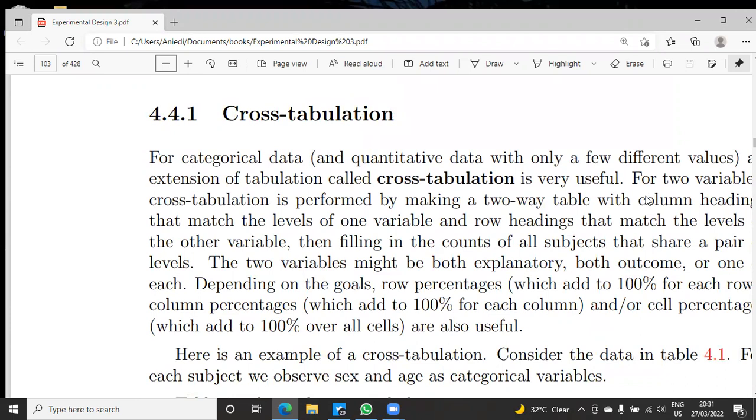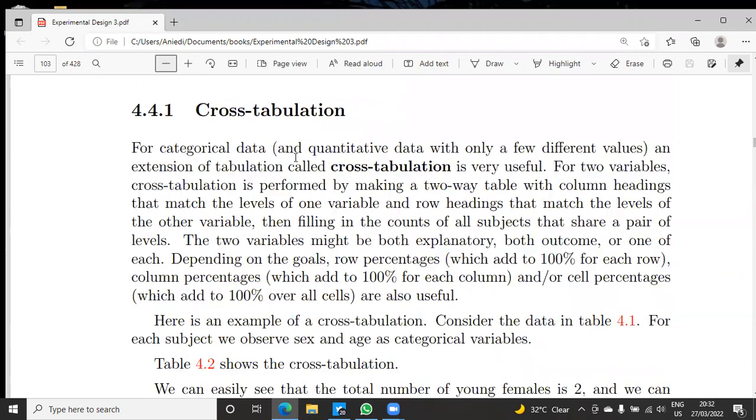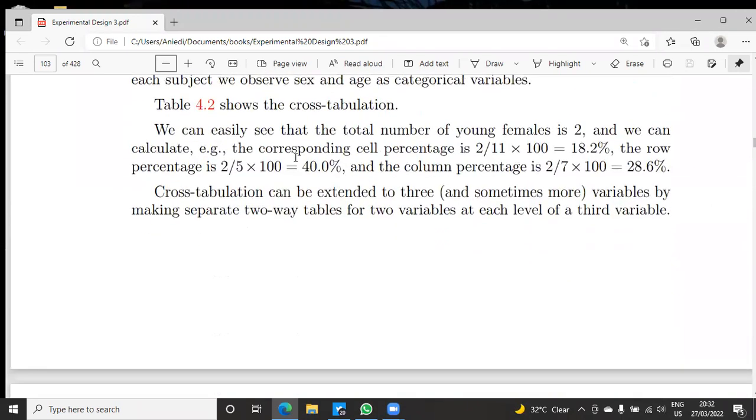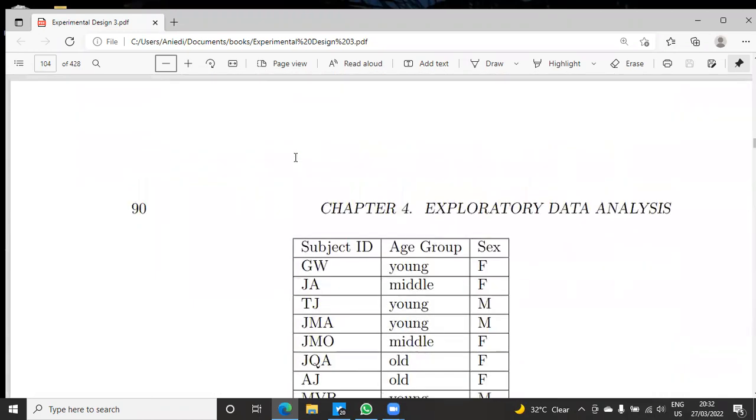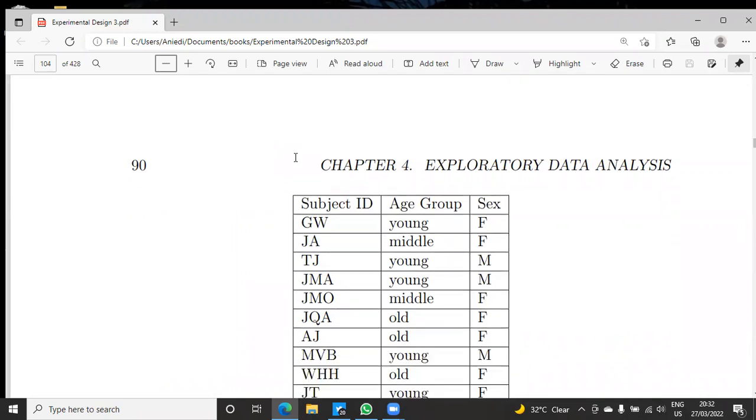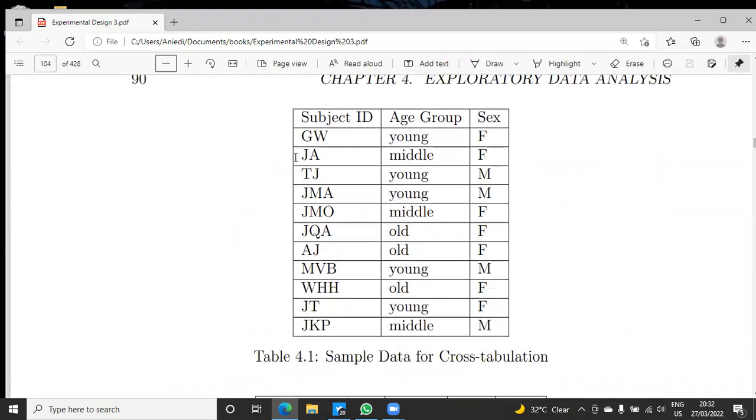Still under multivariate exploratory data analysis, there is what we call cross-tabulation. Cross-tabulation is oftentimes used to compare different samples given the same parameters. Now you see this data. This is a typical data.